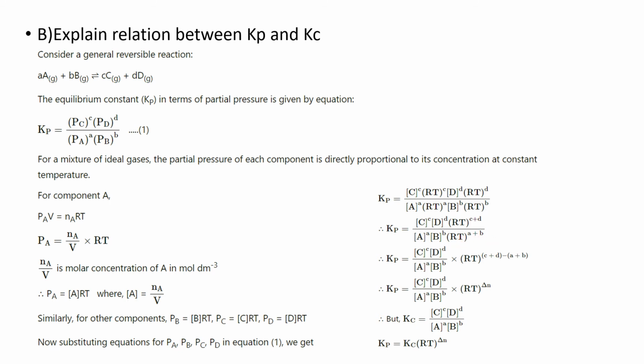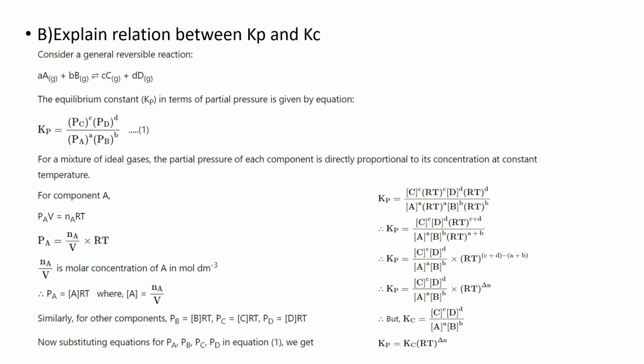Again, this RT raised to c plus d upon RT raised to a plus b, we can write it as RT raised to (c plus d) minus (a plus b). Therefore, Kp is equal to molar concentration of C raised to c into molar concentration of D raised to d upon molar concentration of A raised to a into molar concentration of B raised to b into RT raised to delta n, where delta n is number of moles of gaseous product minus number of moles of gaseous reactant.